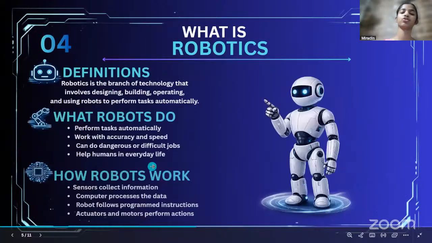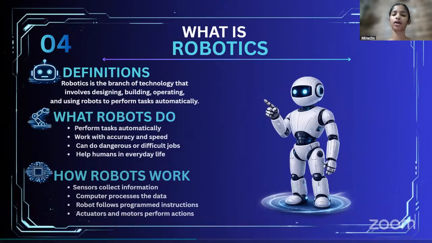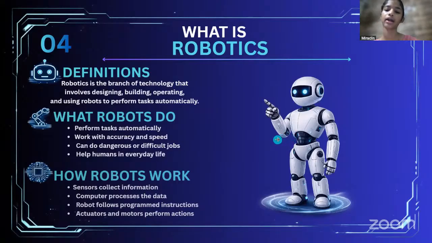What are robots? Next, let us understand robotics. Robotics is the technology of designing and building robots. Robots are machines that can perform tasks automatically and accurately. Industrial robots help in factories. Medical robots assist doctors during surgeries. Space robots help scientists explore space safely.